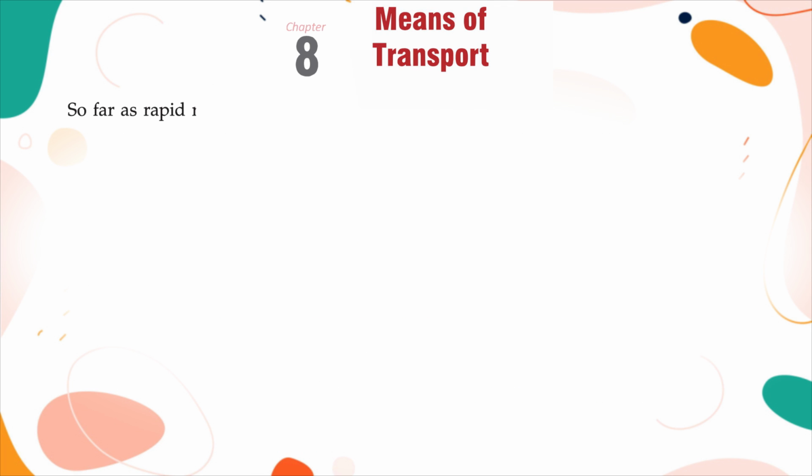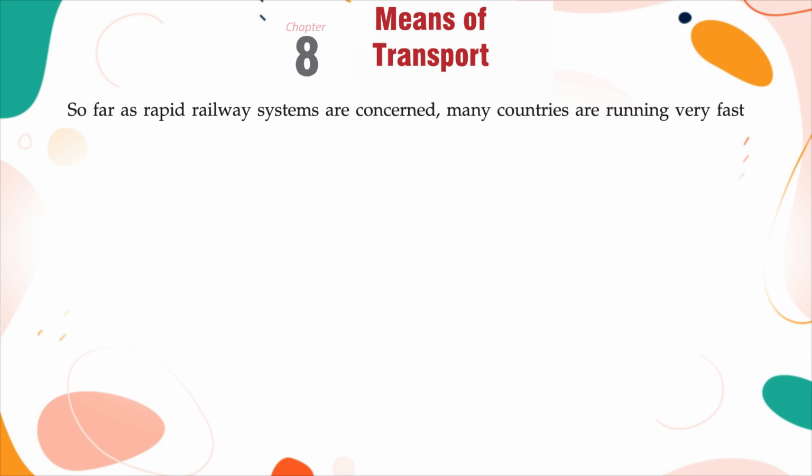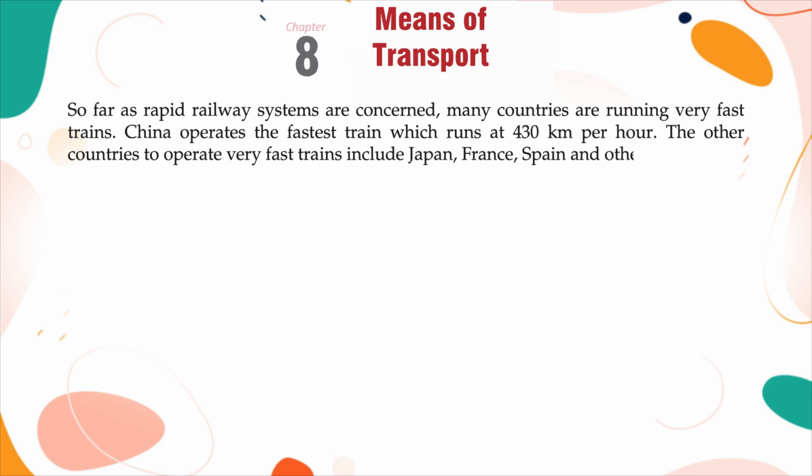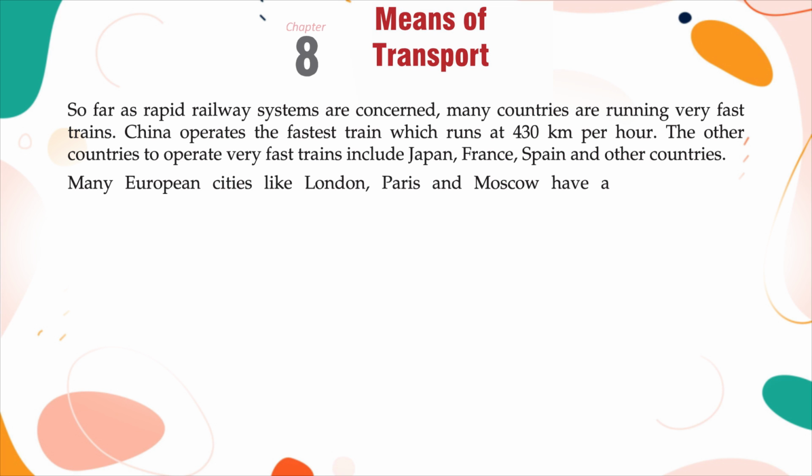So far as rapid railway systems are concerned, many countries are running very fast trains. China operates the fastest train, which runs at 430 km per hour. The other countries to operate very fast trains include Japan, France, Spain, and others. Many European cities like London, Paris, and Moscow have a fine system of underground railways called tube trains.